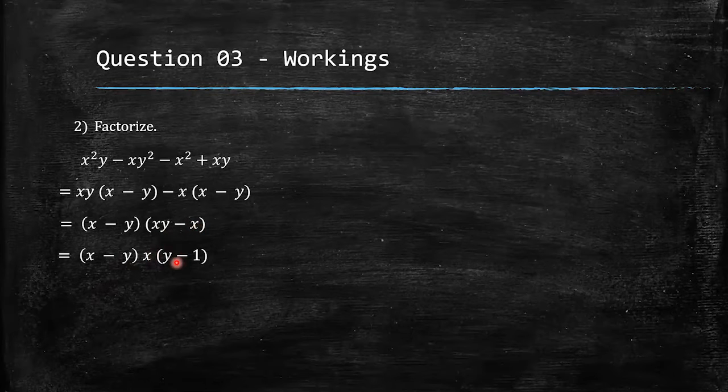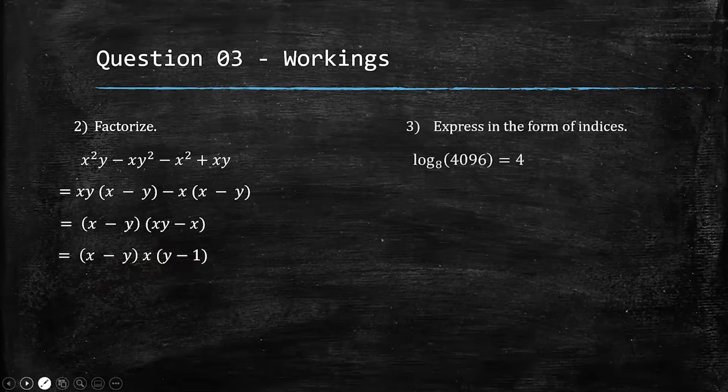So if you multiply and solve it, you can see xy minus x comes as it is. So if you have the simplified version, it will be x minus y times x times y minus y. So these three are the factors of the above expression.